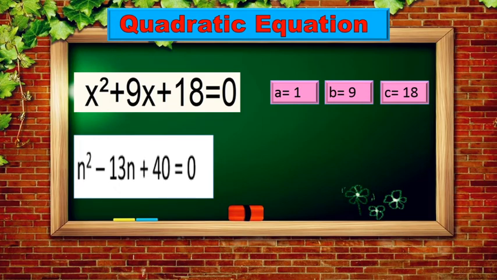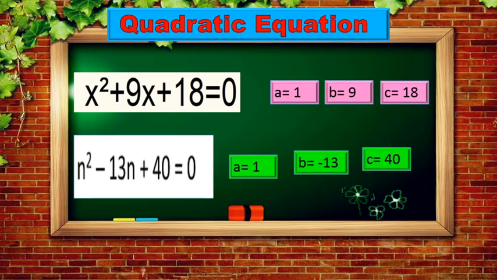How about the second mathematical sentence? n squared minus 13n plus 40 equals 0. What are the values of a, b, and c? The value of a is 1. Then the value of b is negative 13. Next, the value of c is 40. Very good.